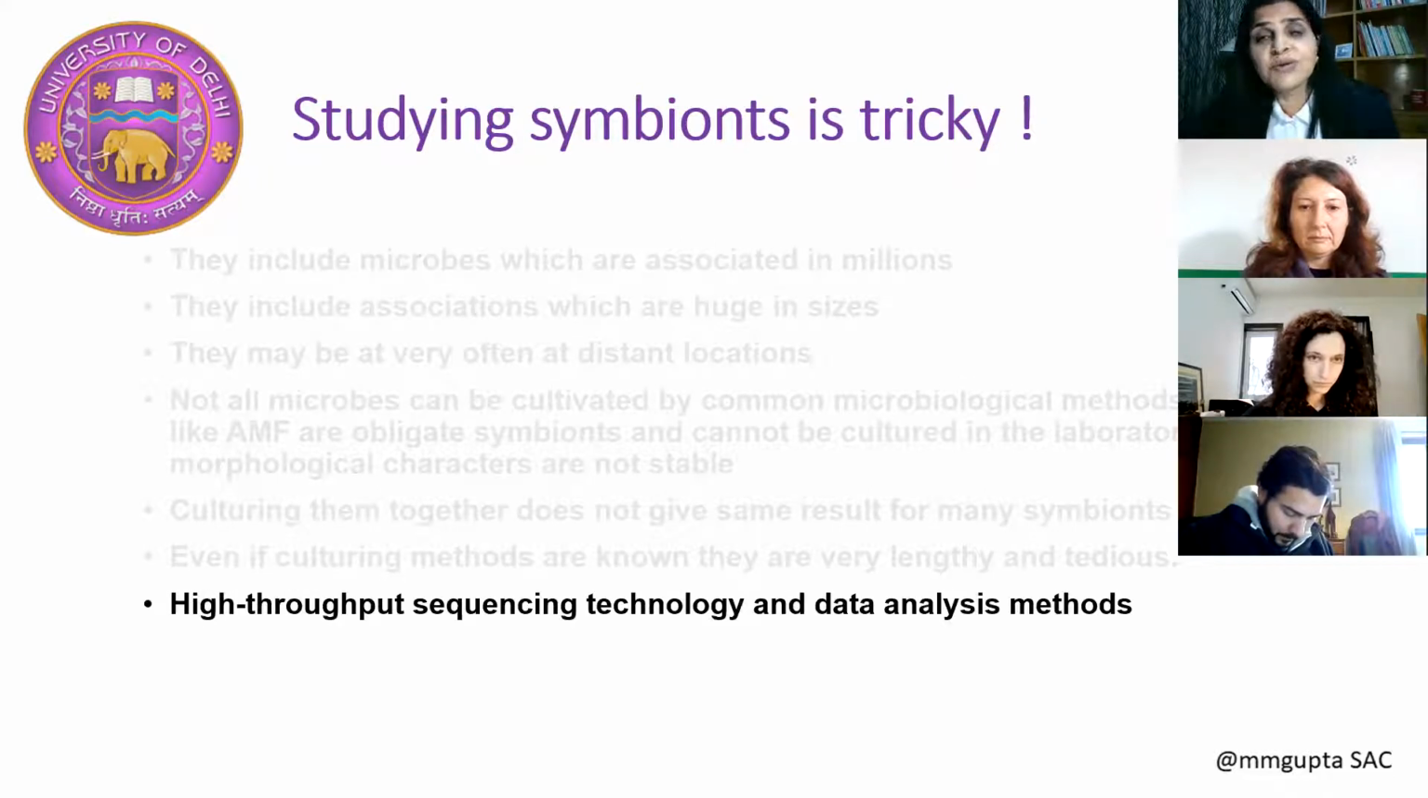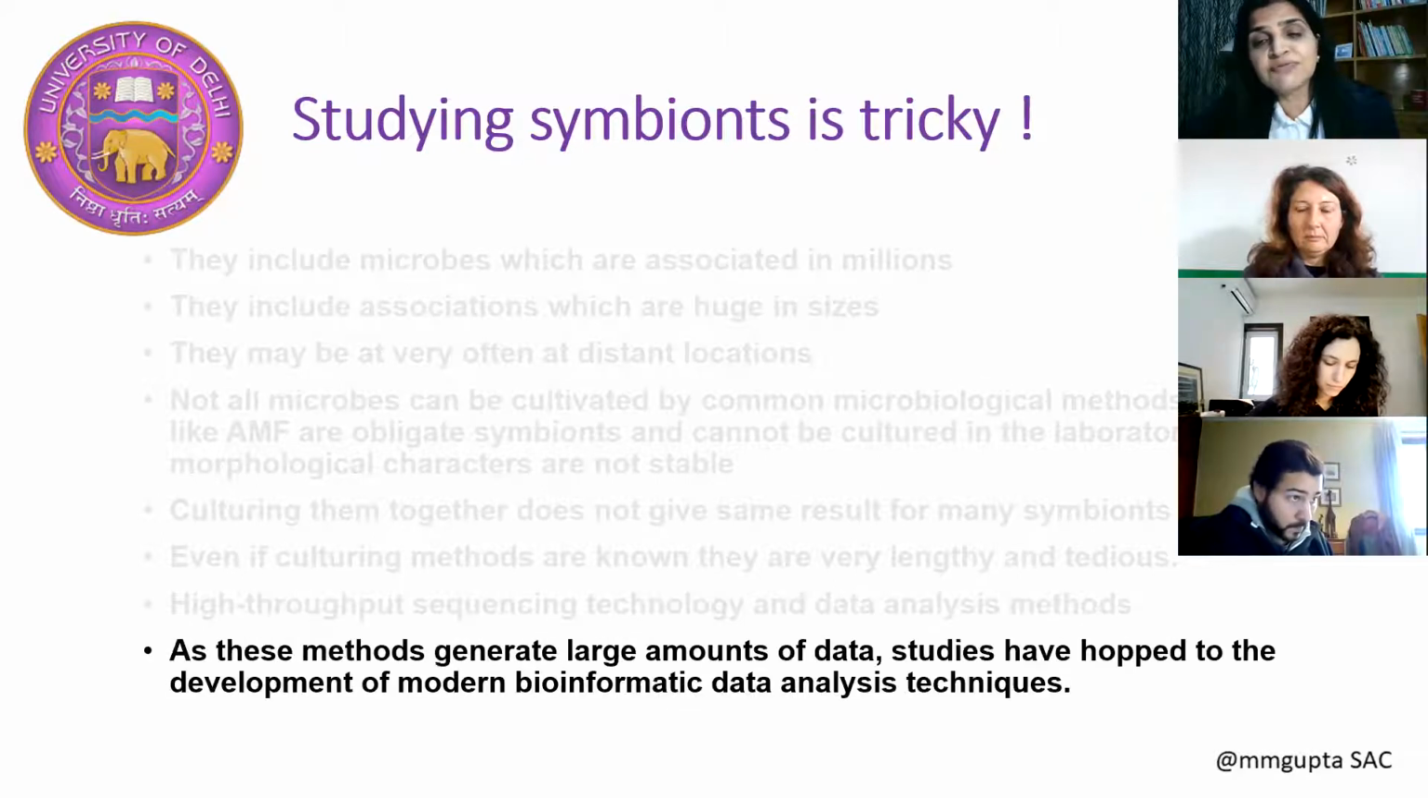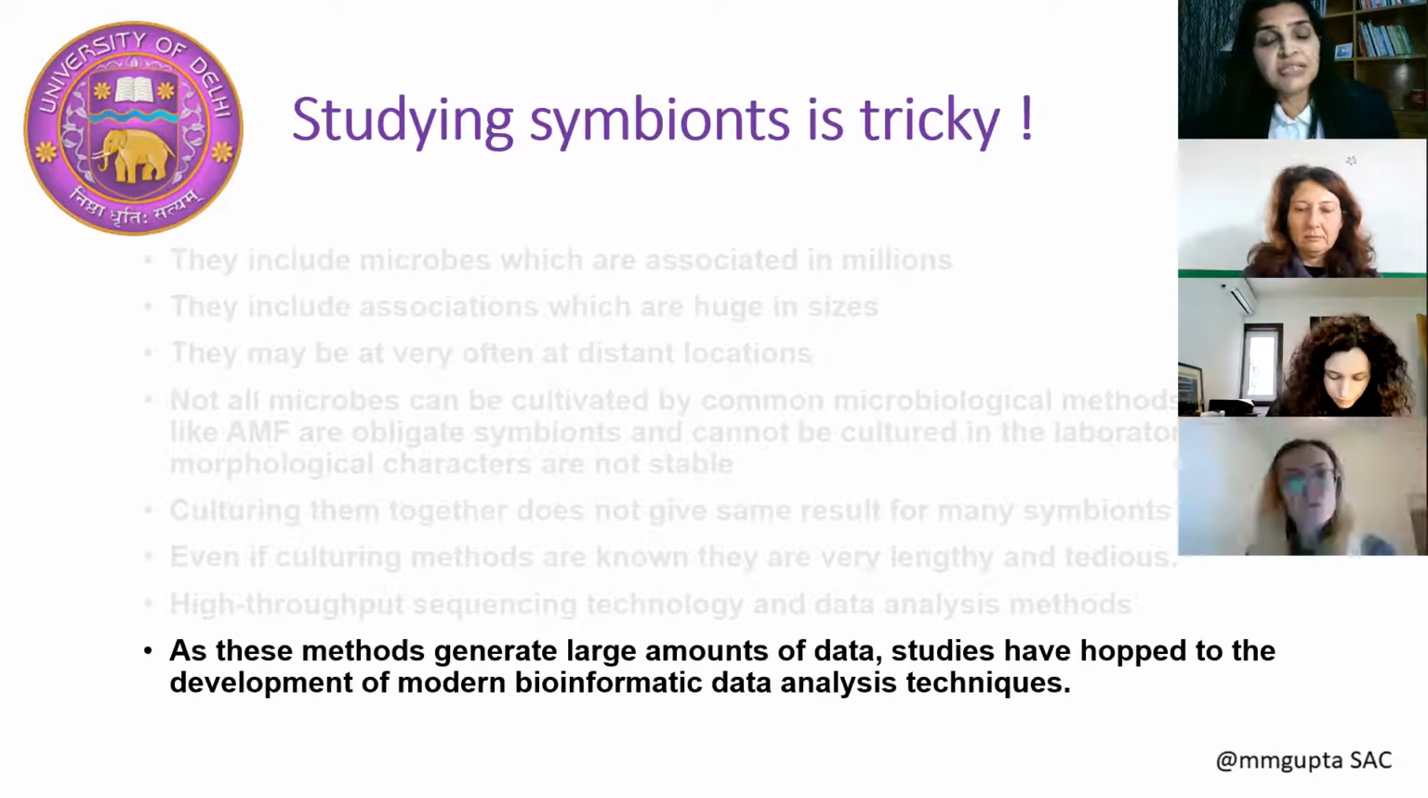So looking at all these problems, we shifted to high throughput sequencing methods and technology, and we needed advanced data analysis methods. High throughput sequencing technology gave us a huge amount of data, and we needed to shift to bioinformatic data analysis techniques. So these things generated huge amounts of data, and we gradually had to go to bioinformatic methods.